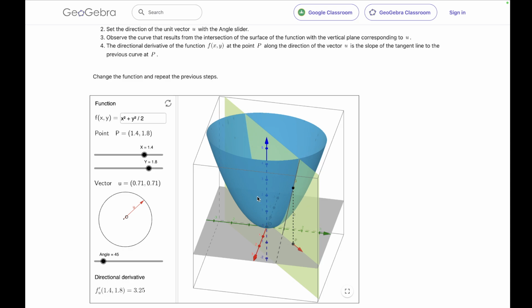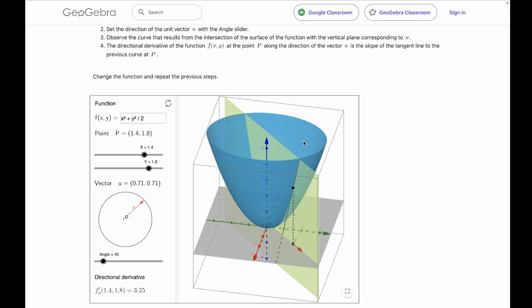Now the directional derivative, for this point f'(1.4, 1.8) is the point, and in the direction u means the directional derivative of the function f(x,y) at the point P along the direction of the vector u. This is the direction u cap, the direction vector along u. It is the slope of the tangent line to the previous curve at P. So this is the tangent. This is the curve.